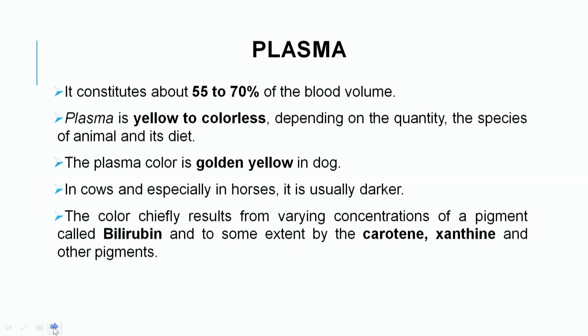Plasma constitutes about 55 to 70% of the total blood volume. Plasma is yellow to colorless depending on the quantity, the species of the animal and its diet. Plasma color is golden yellow in the case of the dog. In the cow and especially in the horse, it is usually darker in color. The color chiefly results from varying concentrations of the pigment called bilirubin and, to some extent, from carotene, xanthophyll and other pigments.